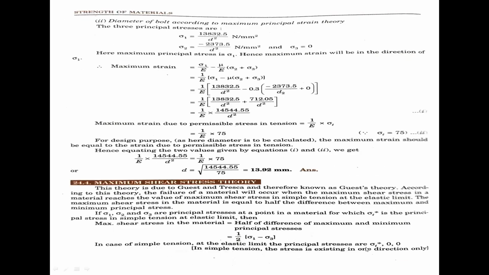Take only one direction; the remaining two directions are 0. Take it as only one direction, sigma T star, in this shear stress theory. Write the formula. Finally, for the failure of the material, 1 by 2 (sigma 1 minus sigma 3) is greater than or equal to 1 by 2 sigma T star, or sigma 1 minus sigma 3 is greater than or equal to sigma T star. For the failure of the material, that is the equation.